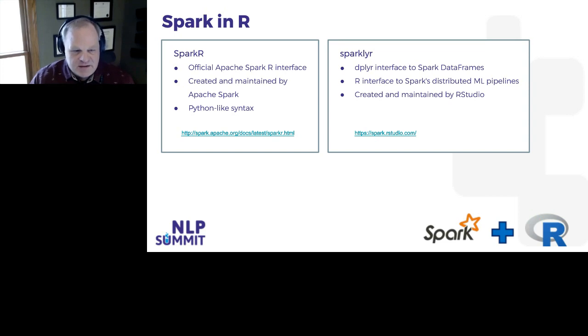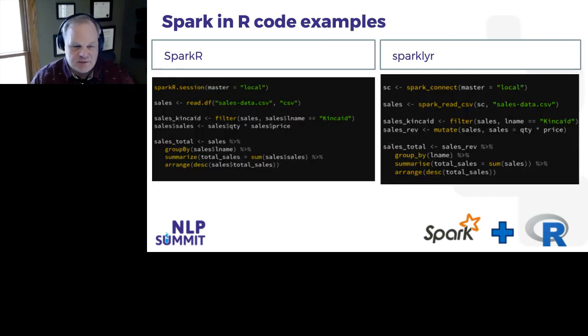One dplyr backend that can be used with Spark emerged from this. That package is called sparklyr and was built and is maintained by RStudio. We can compare the syntax of SparkR and sparklyr. Here, I'm showing you the same example in SparkR on the left and sparklyr on the right.